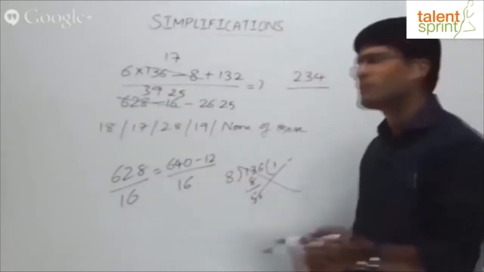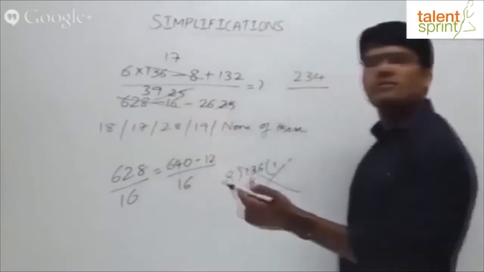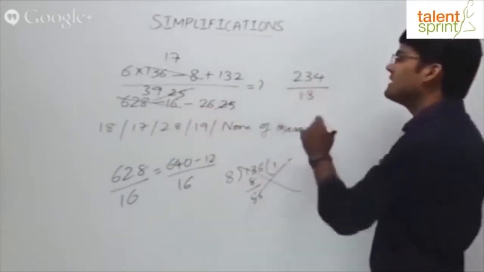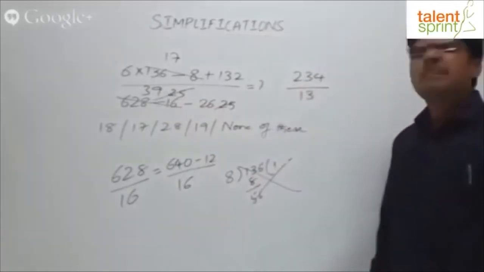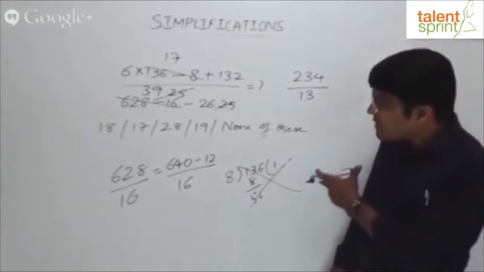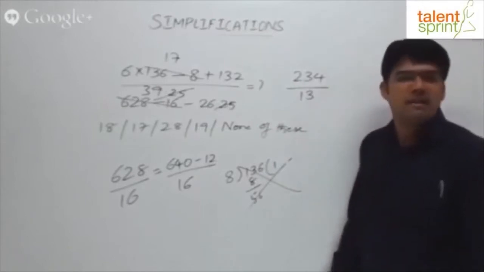39.25 minus 26.25. Forget about the decimal parts. 0.25, 0.25 gets cancelled. 39 minus 26. How much is that? 13. So your answer here is 234 by 13. Again, how do you divide? Do not put pen on paper. Don't start doing the conventional division. That takes a lot of time.